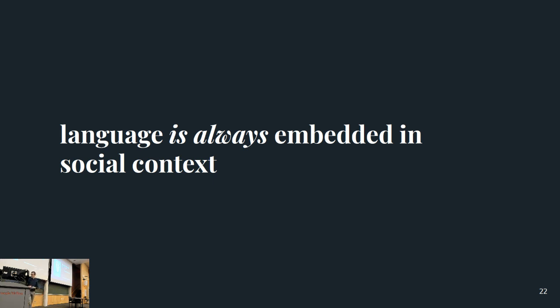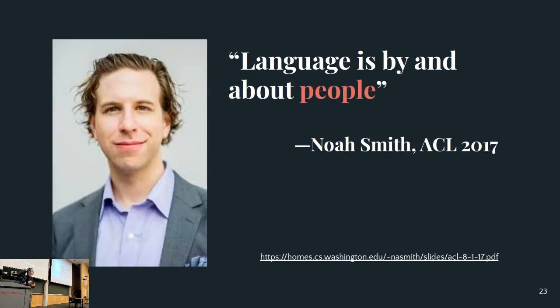So NLP seems to be coming around in some form. This is a pretty big name in NLP right now, Noah Smith, and at a conference, ACL, I still remember a keynote by him, that language is by and about people, and we have to remember that. So that's a good thing.